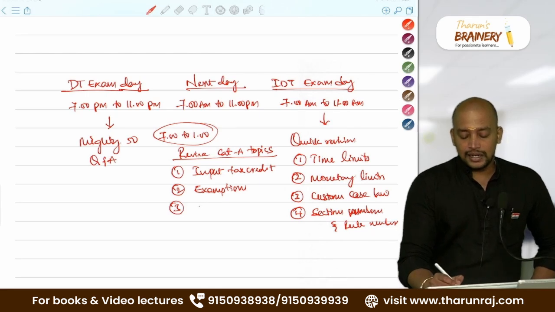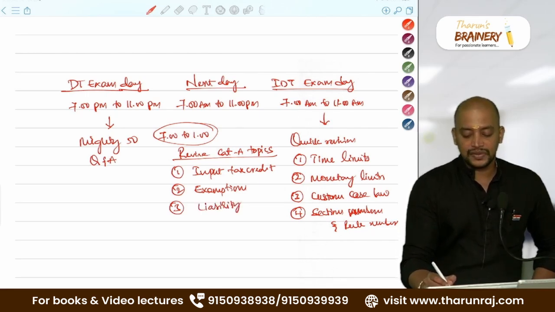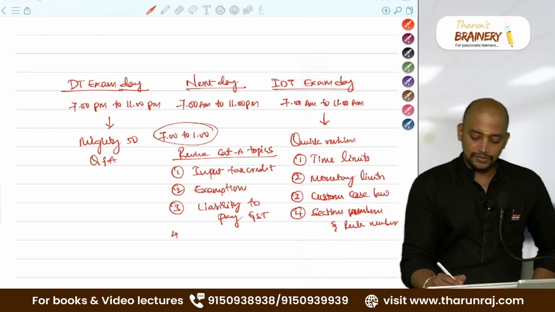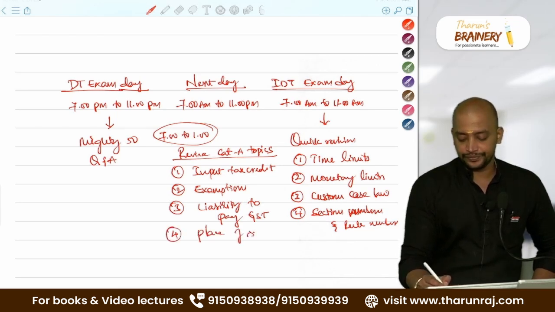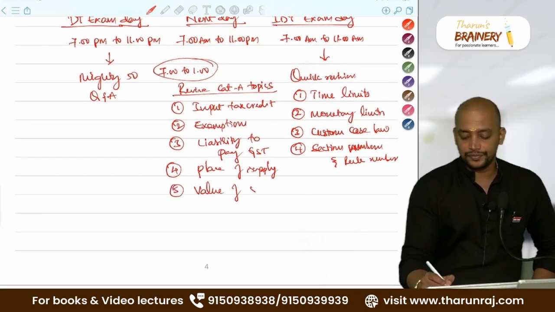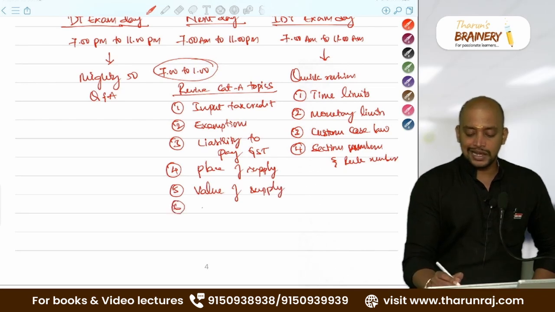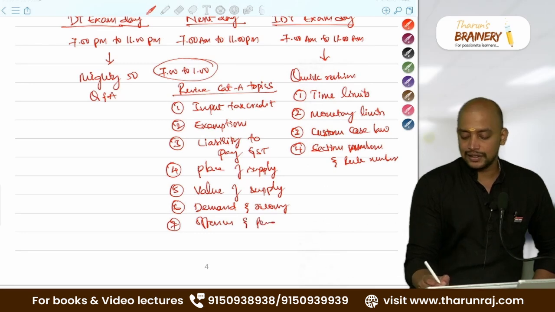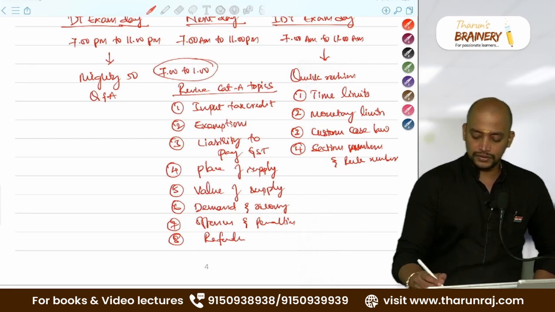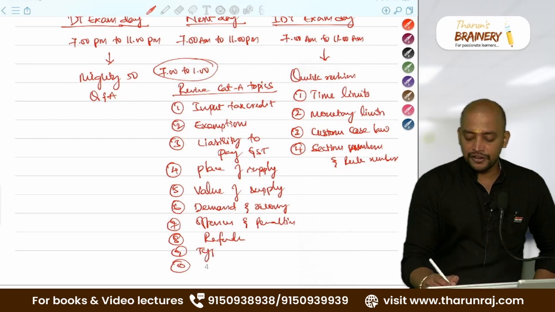Then reverse charge, that is liability to pay GST. Liability to pay GST, RCM, e-commerce operator, all those things are there now. Then place of supply. And next value of supply. And then demand and recovery. Offences and penalties. Refunds. Then 2 more, 9 and 10: types of customs duty and valuation under customs.